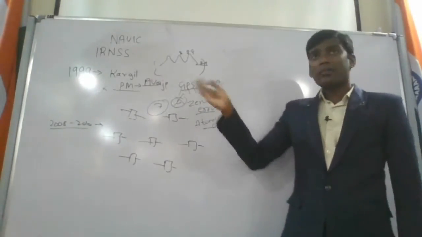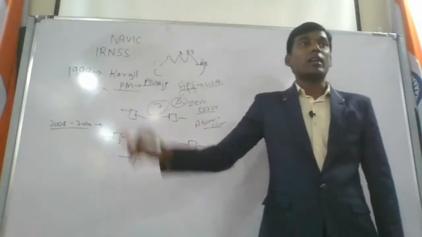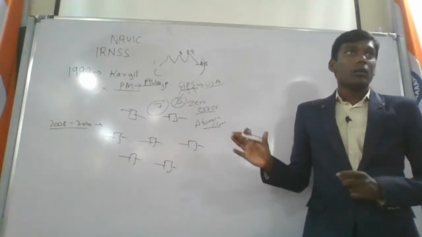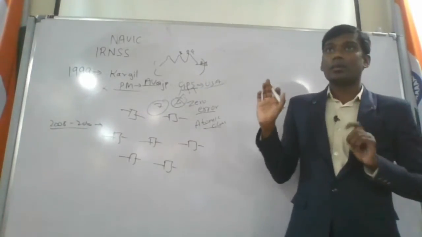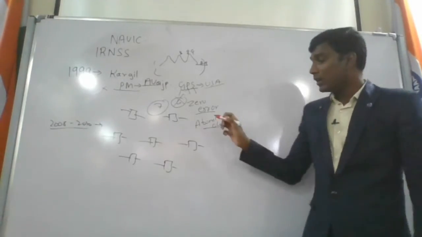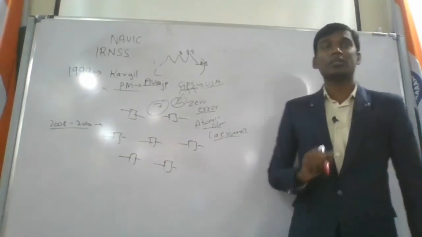When this news came a few years back, in UPSC the question was asked: which element is used in an atomic clock? The news was regarding IRNSS, but everyone knows the atomic clock is the problem. But in UPSC, as a science aspirant, the question was which element is used in an atomic clock? The answer is caesium.